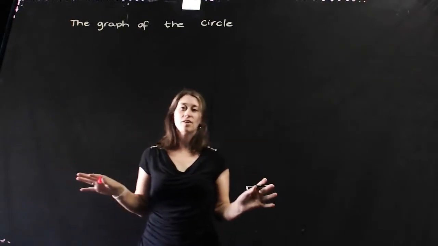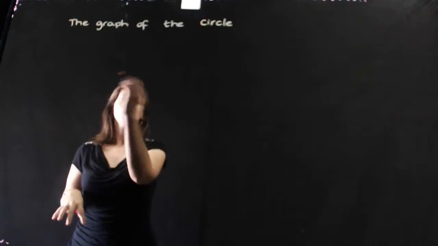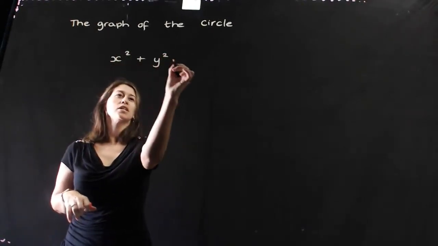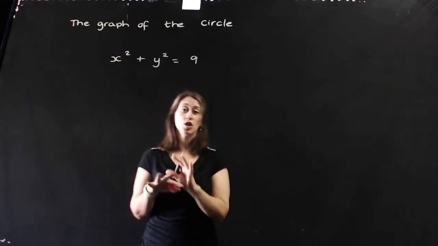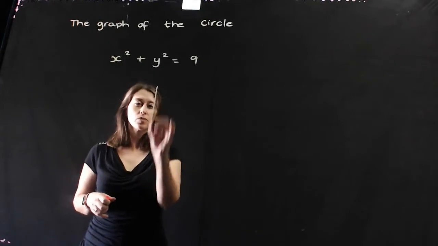In this video, we are going to learn how to draw the graph of a circle. So first thing I'm going to do is give you an equation: x squared plus y squared equals 9. And what we're going to do is use a table of values and plot that and see what shape it gives.